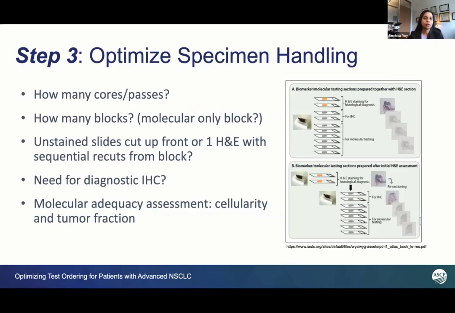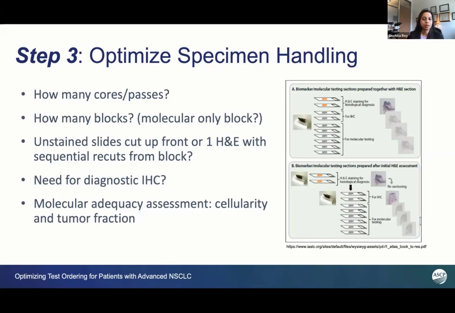How many cores do you do? How many passes do you take? Do you process the cores as separate blocks? Do you have a molecular only block? Do you cut your unstained slides up front in anticipation for your biomarker testing? Or do you get one H&E and then get sequential recuts once you get your request for biomarker testing? How many diagnostic IHC do you do? Do you have an algorithm for doing maybe TTF1 and P40, and if that's not helpful, then doing other IHC?